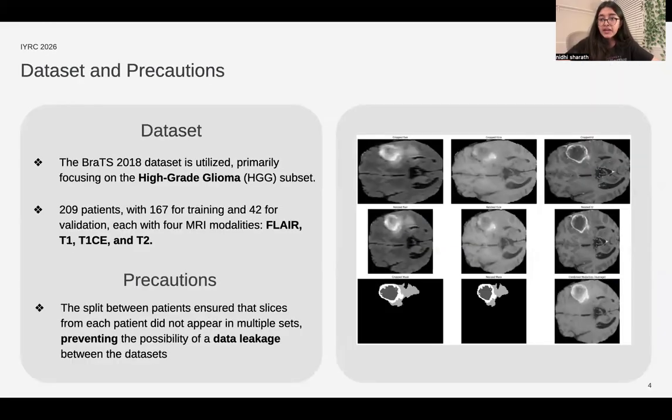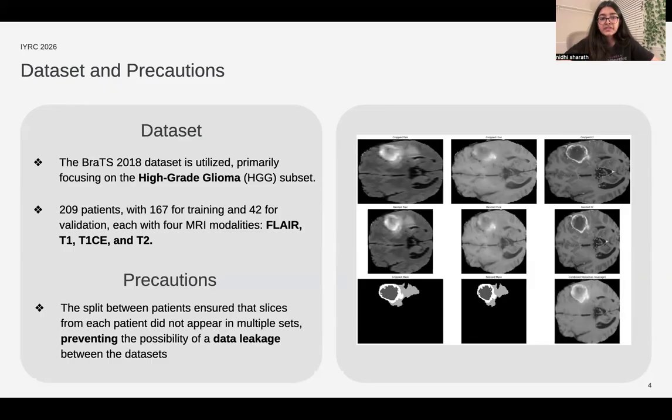For my research, I specifically focused on the BRATS 2018, or the Brain Tumor Segmentation 2018, dataset. I utilized the high-grade glioma subset as the BRATS 2018 dataset had too much data to consider as a whole. Underneath the HGG subset, there were 209 patients, with 167 for training and 42 for validation. The split between patients ensures that the data did not appear in multiple sets, keeping my models and the training as accurate as possible and preventing the possibility of data leakage.